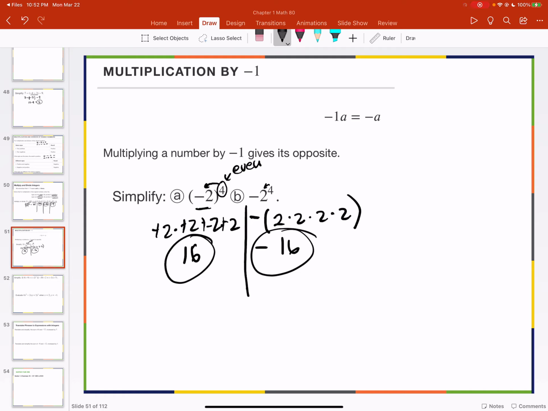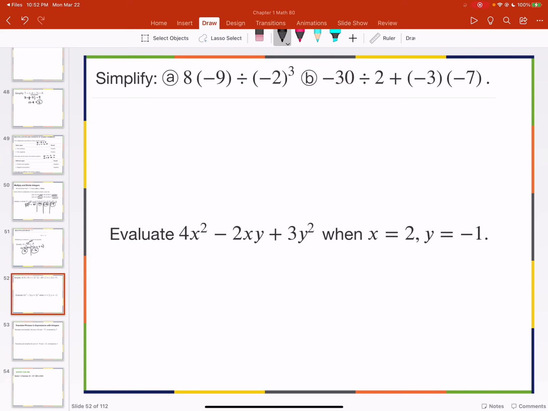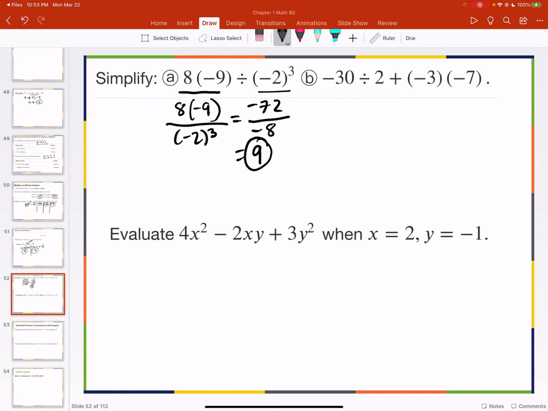Okay, let's do some more examples. Here we have 8 times -9 divided by -2 cubed. That's 8 times -9. That's -72 on the top, and on the bottom is -8. So final answer, positive 9. Okay, what about B? You have 30 divided by 2. Half of 30 is 15, but it's negative, right? And then you're adding the product of these two. That's 21. So then your final answer is 6.